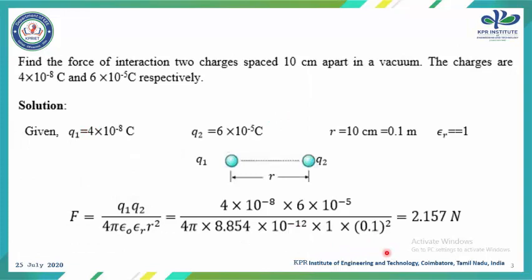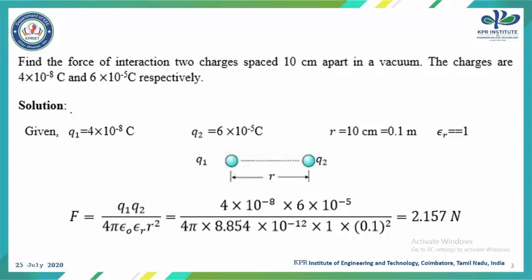Find the force of interaction of two charges separated 10 cm apart in a vacuum. The charges are 4 into 10 to the power of minus 8 coulomb and 6 into 10 to the power of minus 5 coulomb respectively. So this is the given problem. Now we want to write the given data.